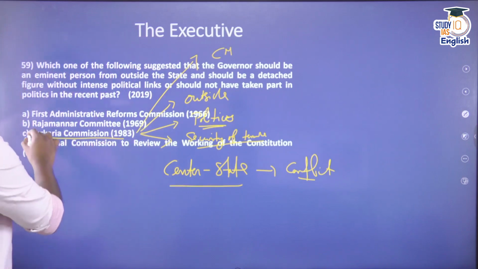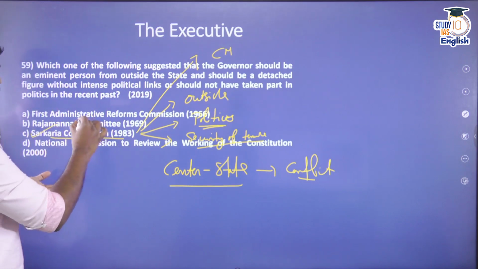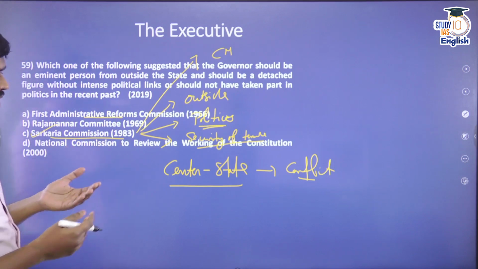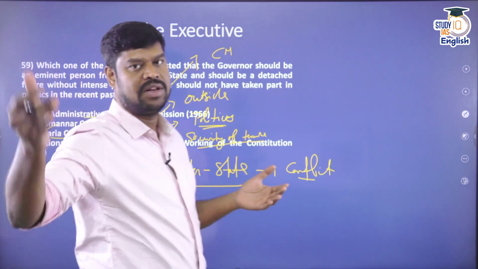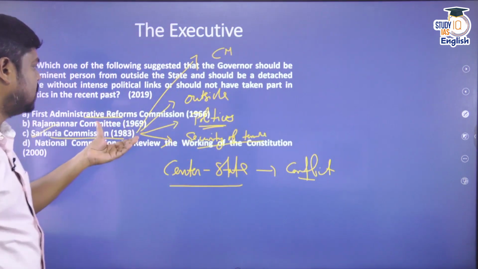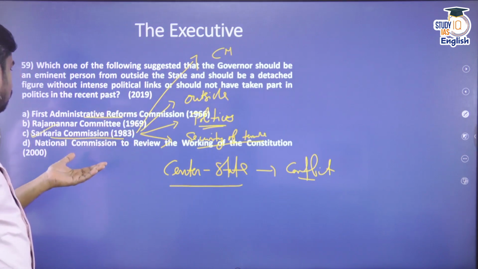So, the right answer is option C, that is the Sarkaria Commission. And apart from that, there are also other things. Say, for example, the first Administrative Reforms Commission. This is not specifically related to reforms regarding the governor. This is to bring overall development in the entire administrative system of India. So far there have been two Administrative Reforms Commissions, one in 1966 and the other in the early 2000s.